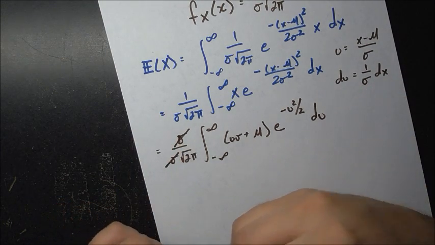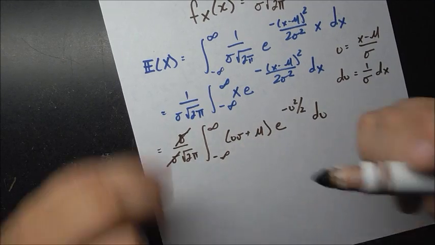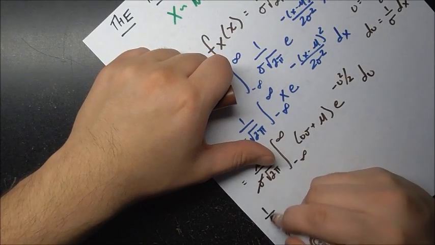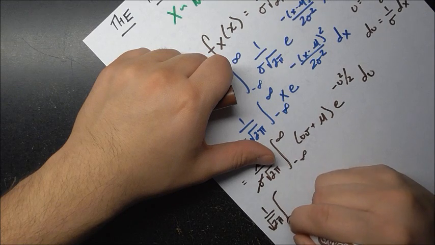Now we're going to split this into 2 integrals because there's a plus sign here. So we're going to get, on the one hand, 1 over radical 2 pi. That's just going to be on the very outside.